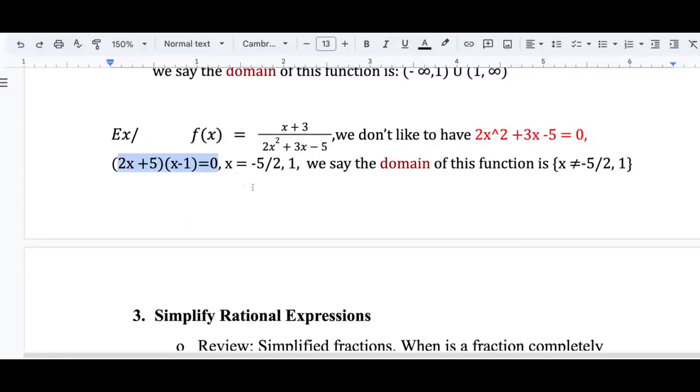And we set it to be 0. Then we use the zero property to see, okay, the first factor can be 0. If this one is 0, x equals -5/2. Or this one can be 0. Right? x minus 1 equals 0. That means x equals 1. So again, we have two numbers that are not in the domain of this function, -5/2 and 1. And those two values will cause the denominator to be 0.